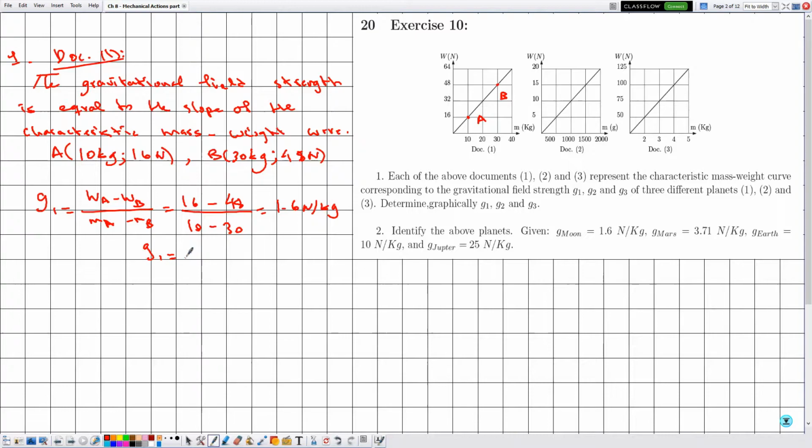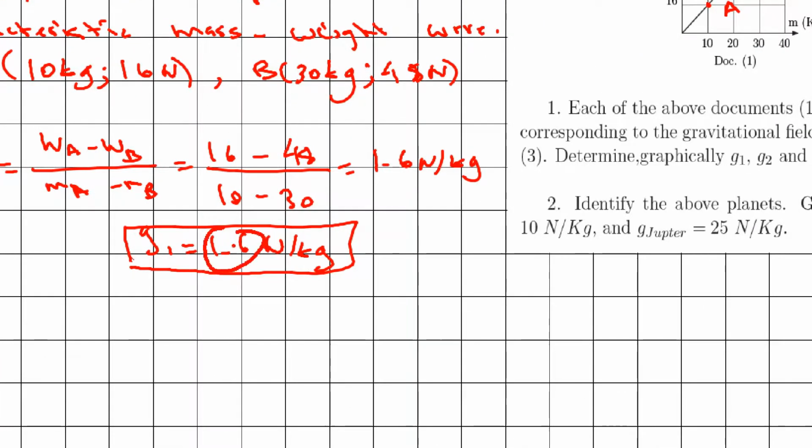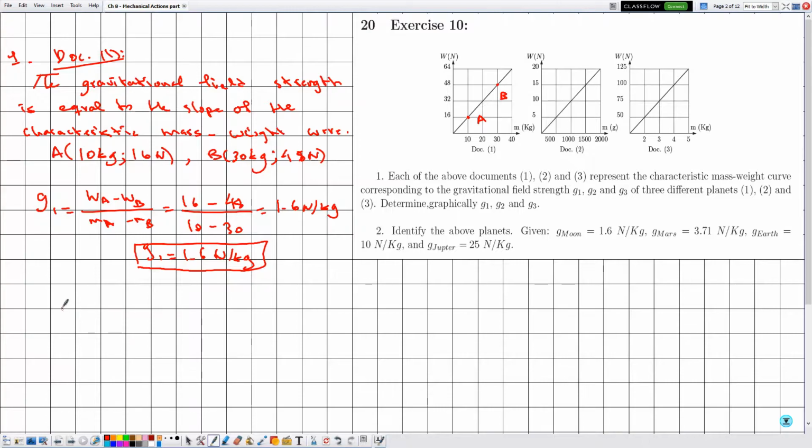So the value of g1 is given by 1.6 newtons per kilogram. What does this mean? Each kilogram on this planet is being acted on by 1.6 newtons. Now let's refer to the second document, which is document 2. Also we need to determine the gravitational field strength corresponding to this curve.